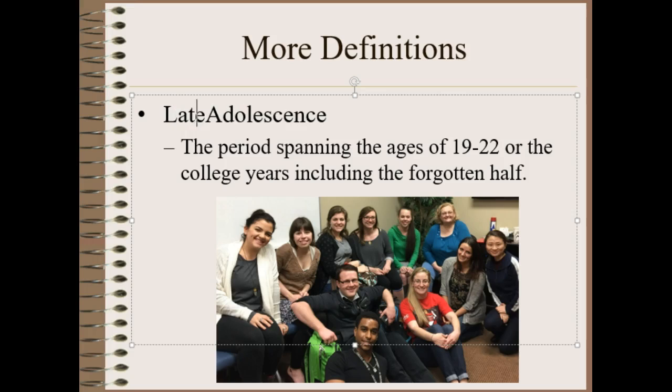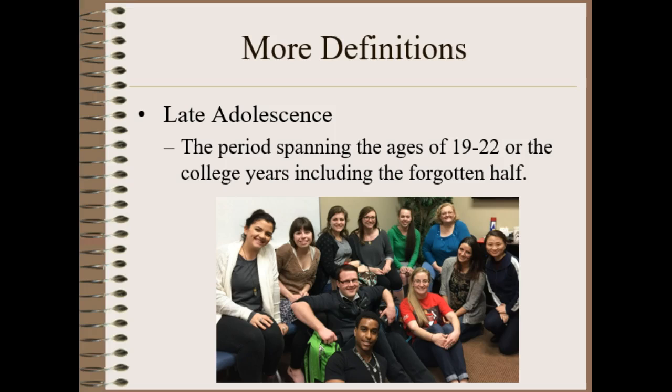So then we have late adolescence, or the college years, spanning the ages of 19 to 22. This would include our college students. And you see a bunch of them here. These are actually my labbies, students who are involved in doing research with me. And actually you see me in the back corner there in the blue shirt, just in case you want to know who I am and what I look like. In addition to the college students, we also have a group of people who are referred to as the forgotten half. The forgotten half includes those students who are 19 to 22 years old, but did not go to college. These are harder people for us to study because they are not a captive population.